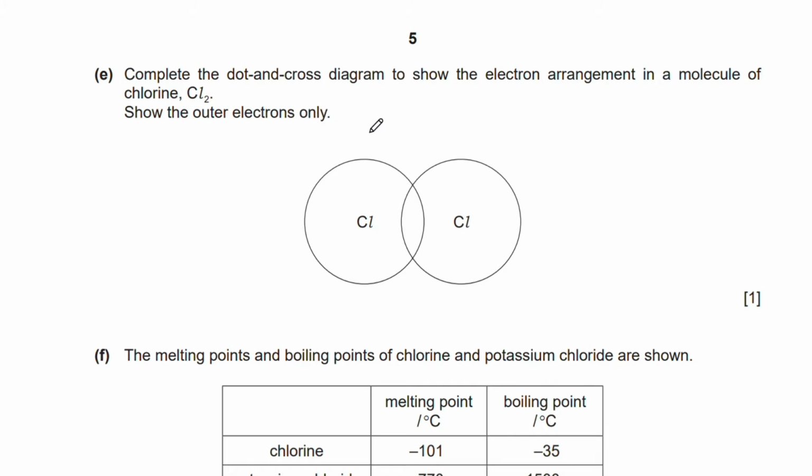Complete the dot and cross diagram to show the electron arrangement in the molecule of chlorine, Cl2. Show the outer electrons only. So see, chlorine has 7 electrons in the outermost shell, but it actually shares an electron. So first of all, writing this for chlorine: 1, 2, 3, 4, 5, 6, 7. So these are 7 electrons of this one, and again now representing the outermost: 1, 2, 3, 4, 5, 6 and 7. So as you can see, these 2 electrons are shared and hence they complete their octet. So this is the complete diagram.